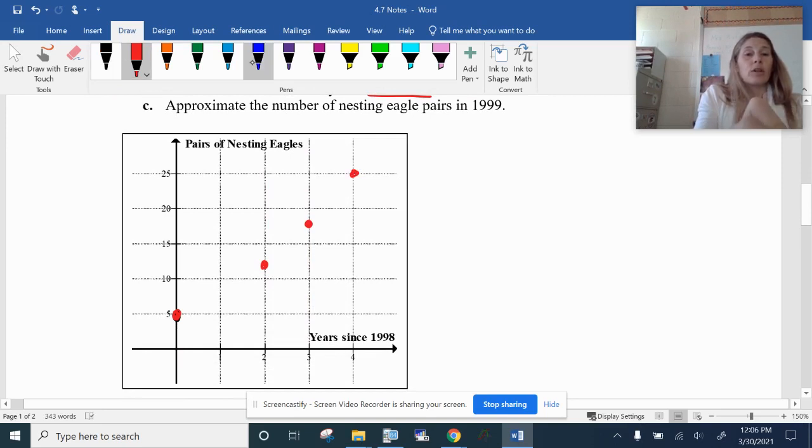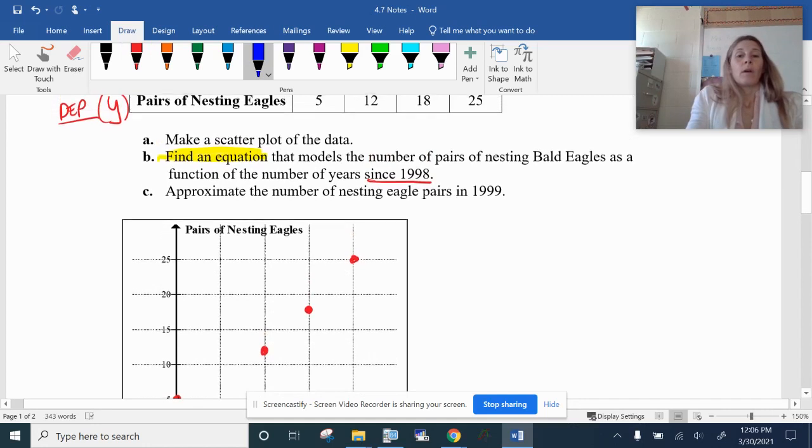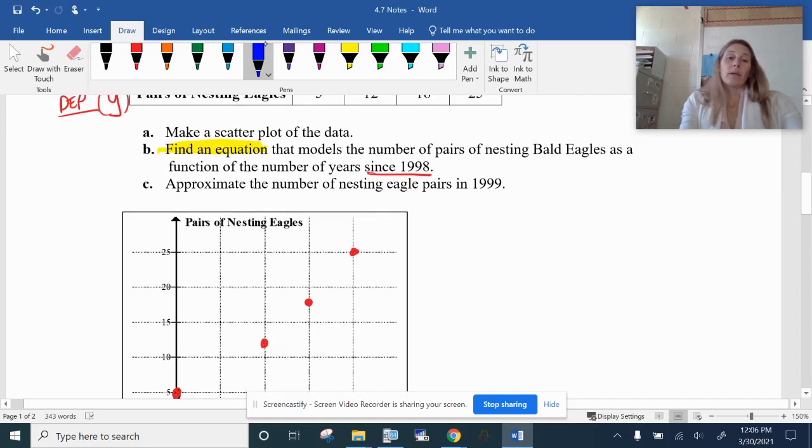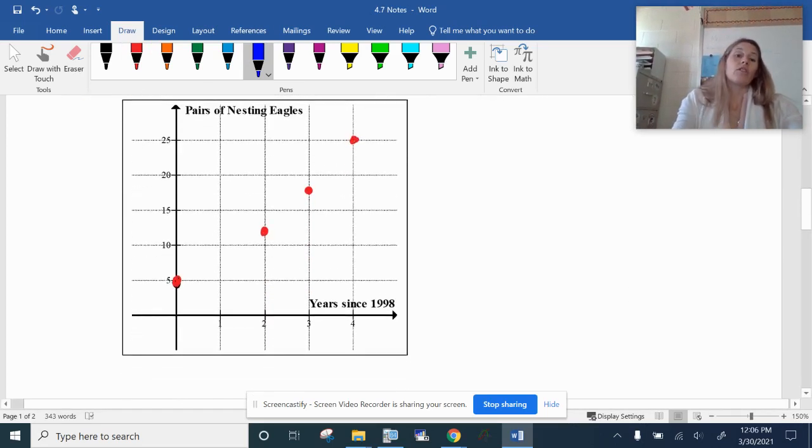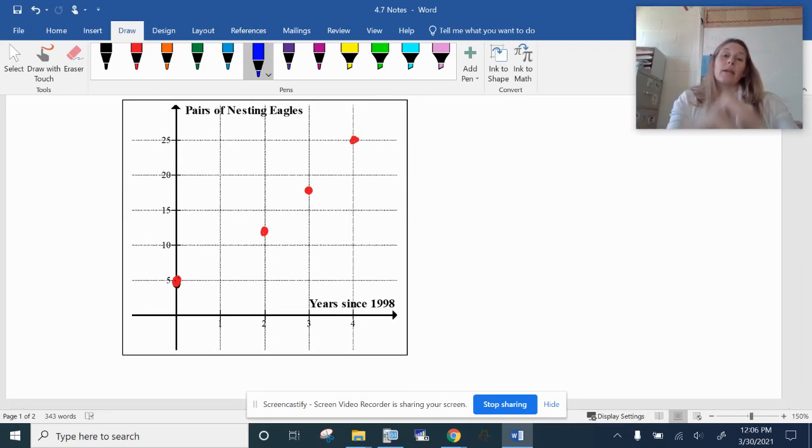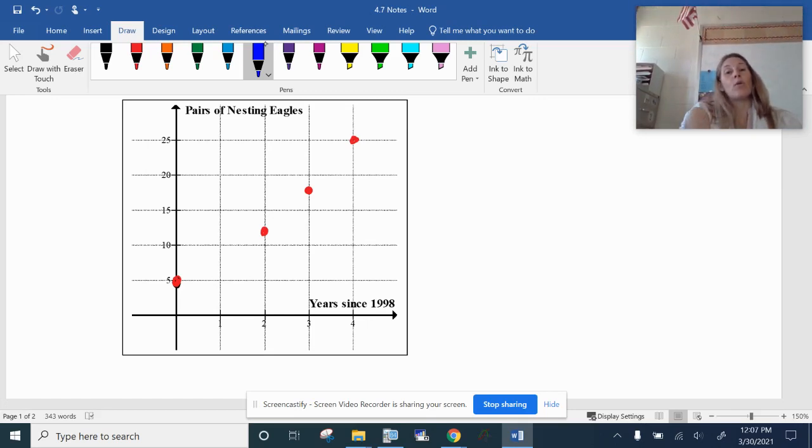So now we want to write an equation that models the number of pairs of nesting bald eagles as a function of the number of years since 1998. So in order to do that, we do need to make a line of best fit here. Now, one strategy I like to use is if the y-intercept is a point that's kind of following the trend of the rest of the points, I do try to use that as one of my points. It makes things a little bit easier for me as I go through. But then from there, how steep your line is going to be is going to slightly vary depending on how you draw your line of best fit. So I'm going to draw it like this.